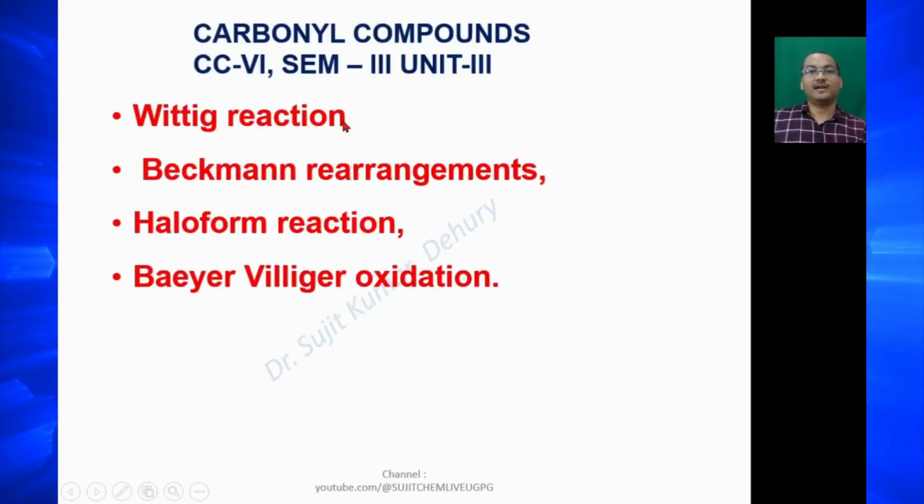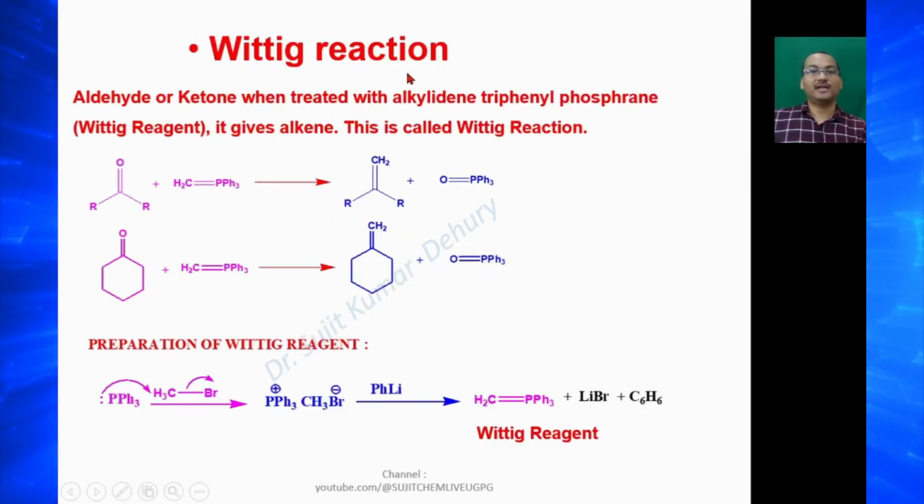So let's start with the Wittig reaction. What is the Wittig reaction? An aldehyde or ketone, when treated with alkylidene triphenyl phosphorane, which is called the Wittig reagent, gives an alkene. This reaction is called the Wittig reaction.